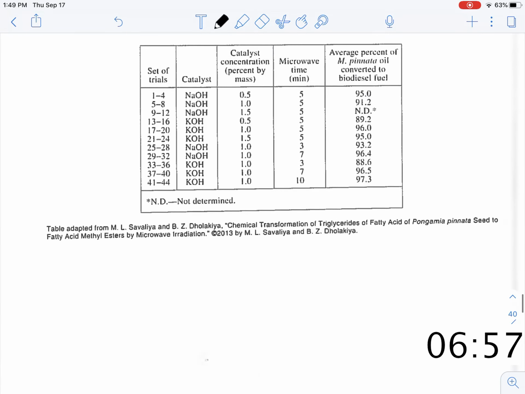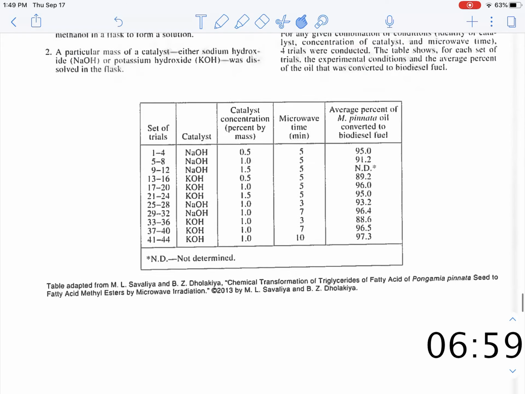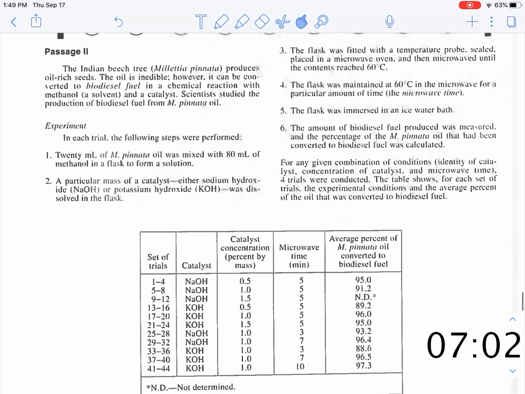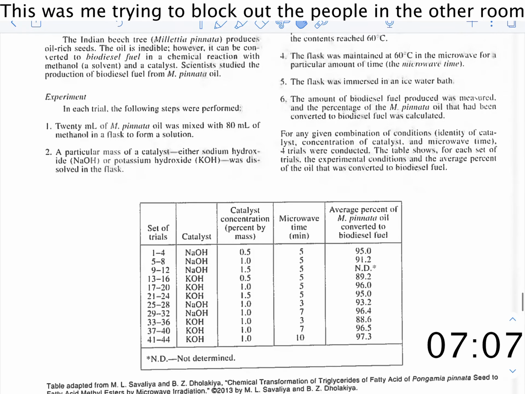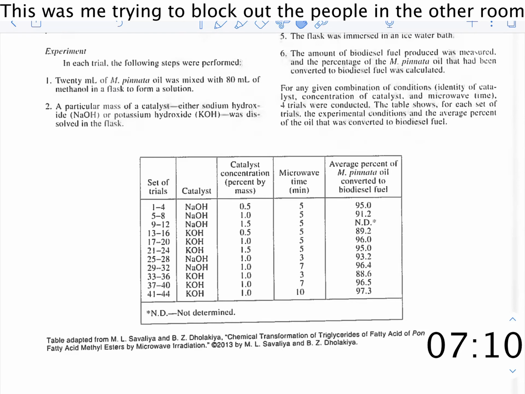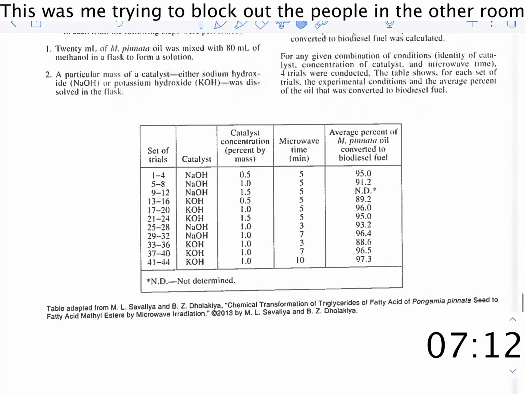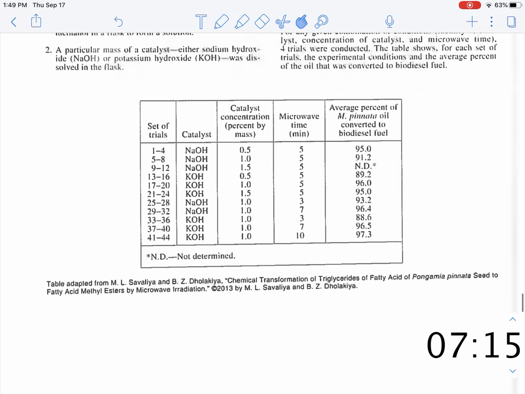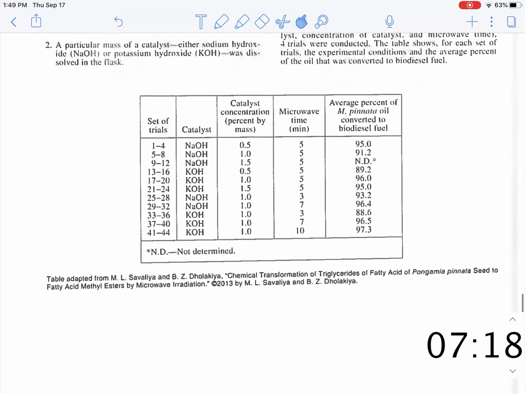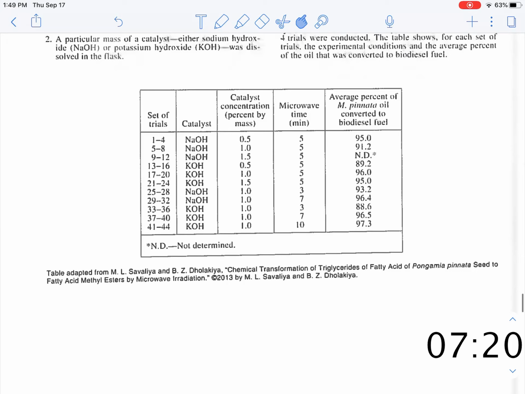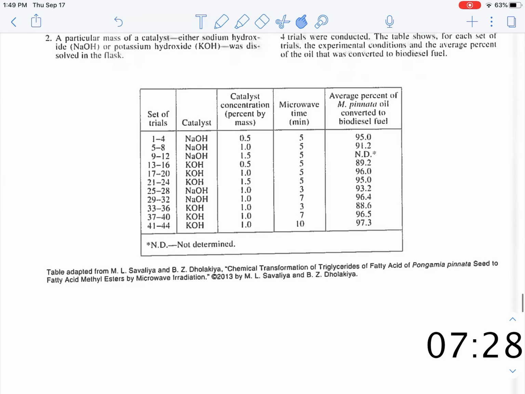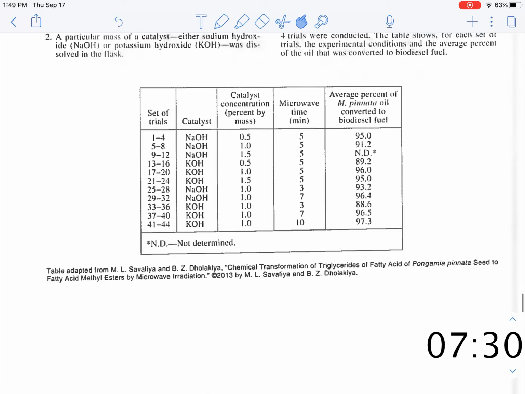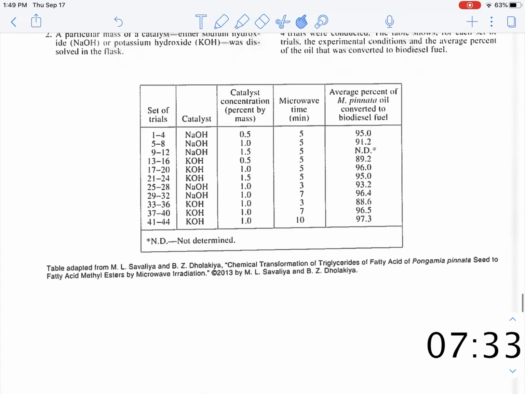All right. So they have a catalyst. Oh wait, what's the concentration of? The amount of biodiesel fuel and the percentage that had been converted to biodiesel fuel had been calculated. The combination of conditions for trials shows average for each of the set of the trials. Oh my gosh, they're so loud. Okay, we only have 3 minutes to do this, and I'm hitting a wall in my head. I'm so tired. The table shows for each experimental condition the average. Okay, I understand. Oh, catalyst.